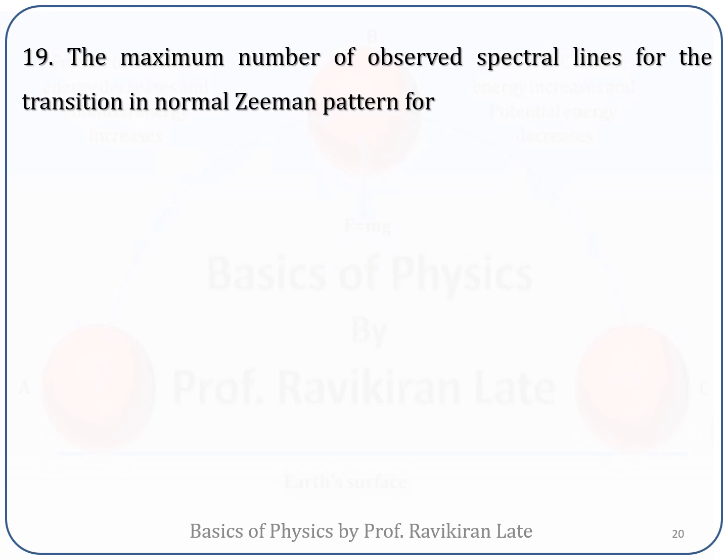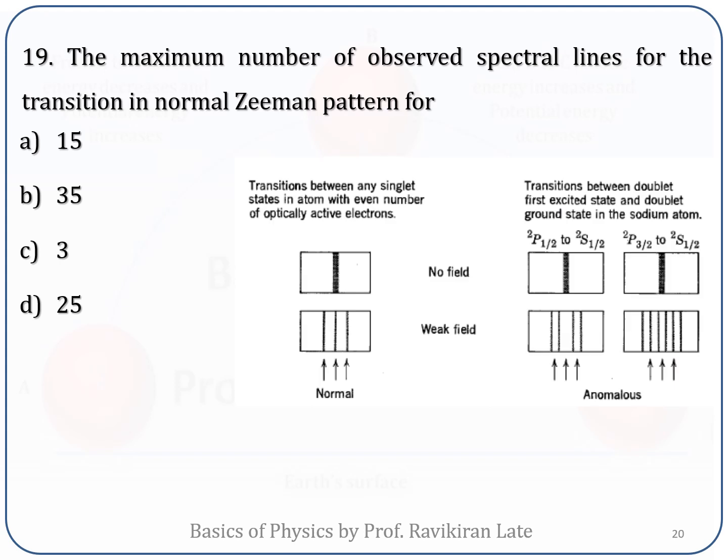Next question: the maximum number of observed spectral lines for the transition in normal Zeeman pattern. Option A 15, option B 35, option C 3, option D 25. In our earlier slide we had seen that in case of a normal Zeeman effect, you have a transition between the singlet states, and a single line can be split into three different lines. So for this question the correct answer is 3. While in case of an anomalous Zeeman effect, you will get more than 3 lines. That you have to remember. So for normal Zeeman effect, you will have 3 lines. It is option C.